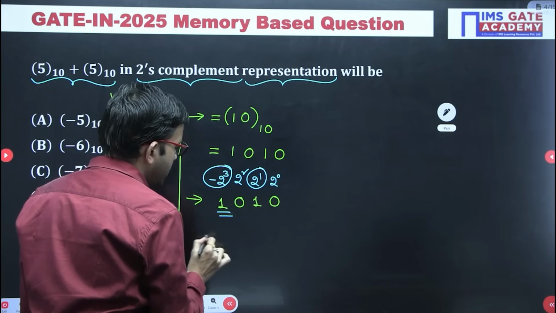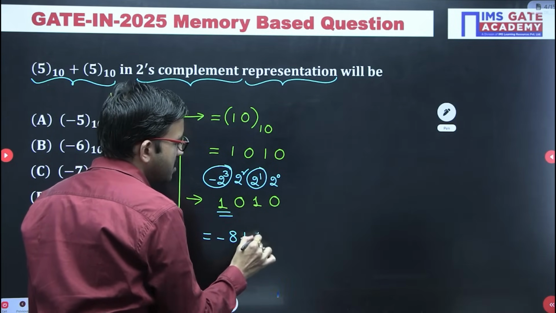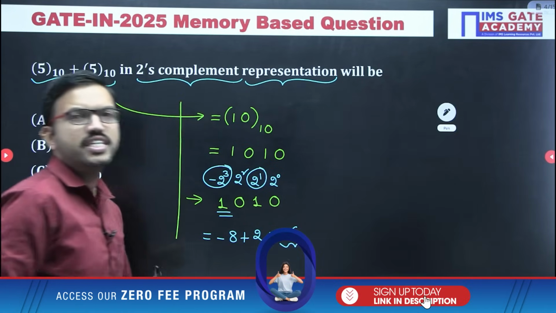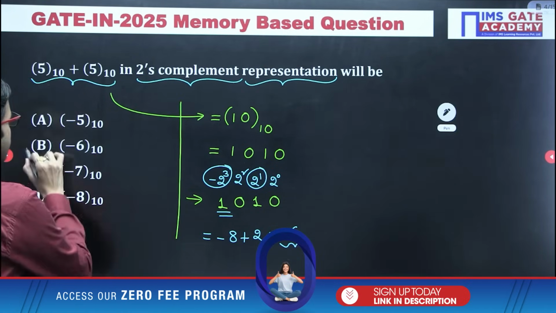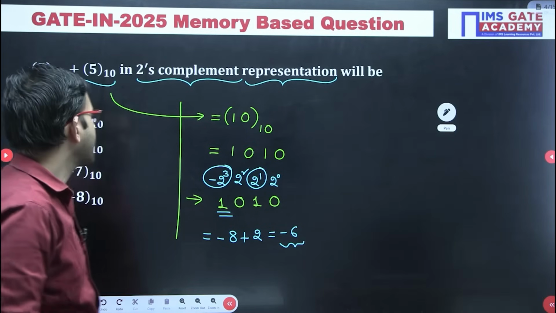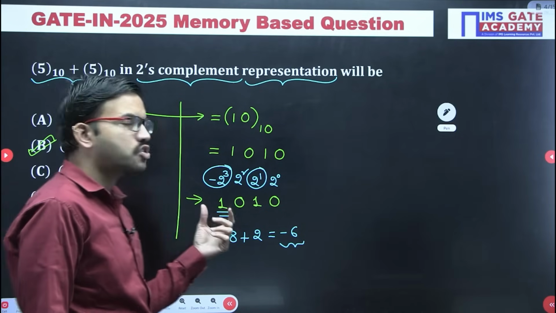In this example, you get minus 2 cube, which is minus 8, plus 2 power 1, which is 2. So from here you get minus 6. This is a very, very interesting question. The answer for this question is option B, minus 6 base 10. I hope many of you solved this question correctly.